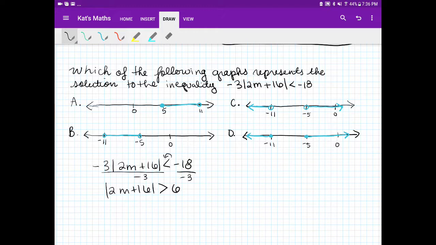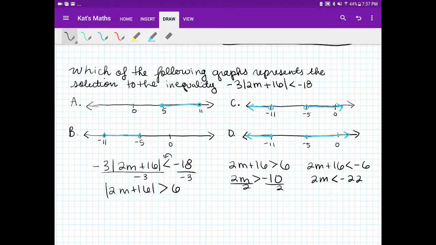So let's set this up in the same situation. 2m plus 16 is greater than 6, and 2m plus 16 is less than negative 6. And then just solve for m. So 2m is greater than, what's that, negative 16, so negative 10. 2m is less than negative 22. Divide by the 2, and it's a positive number, so it's not going to change your greater than or less than sign. So you have m is greater than negative 5, and m is less than negative 11.